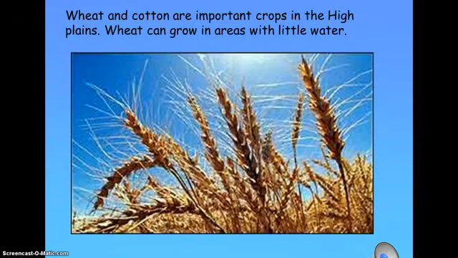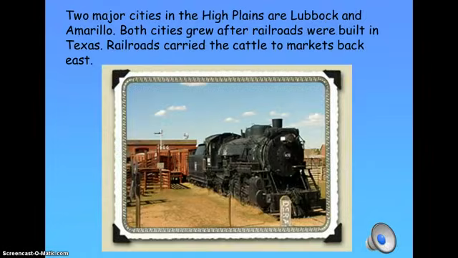Wheat and cotton are important crops in the High Plains. Wheat can grow in areas with little water. Two major cities in the High Plains are Lubbock and Amarillo. Both cities grew after railroads were built in Texas. Railroads carried the cattle to markets back east.